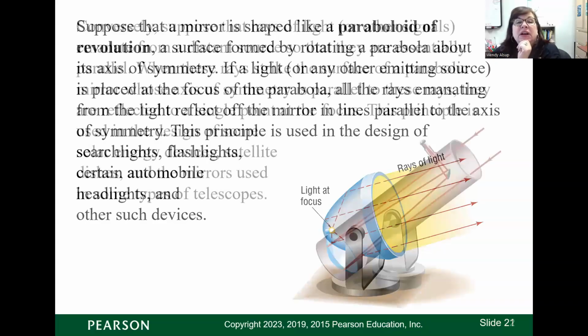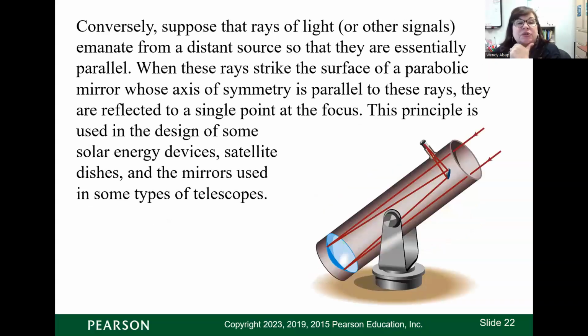Okay, where else? You can do it in the opposite direction with the telescope. So suppose that the rays of light or some other signal emanate from a distant source, like an alien ship out in outer space. It's trying to see if there's any life outside of there. When the rays strike the surface of a parabolic mirror, whose axis of symmetry is parallel to those rays, they are reflected to a single point at the focus. And this principle is used to design solar energy devices, satellite dishes, mirrors, and some types of telescopes.